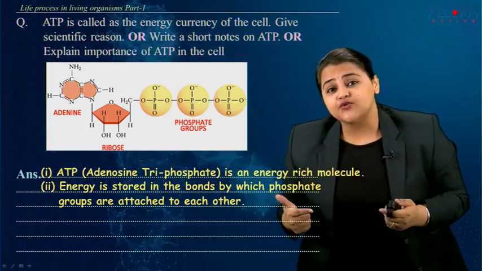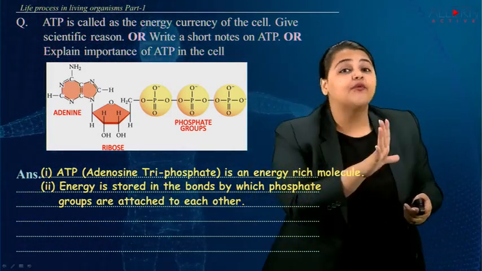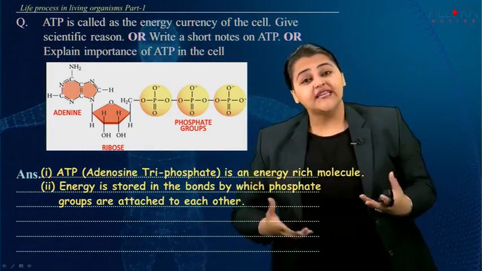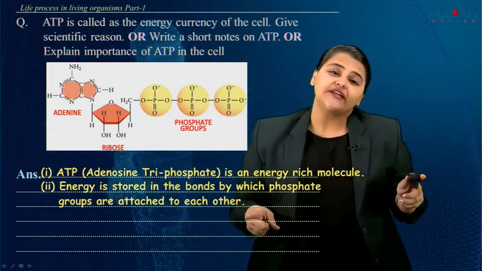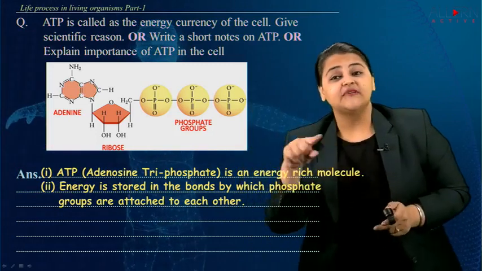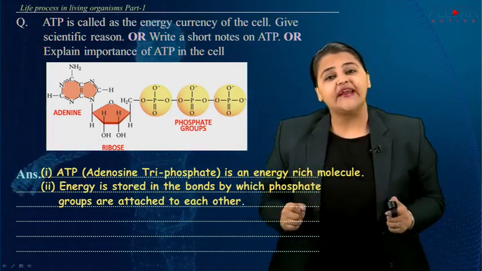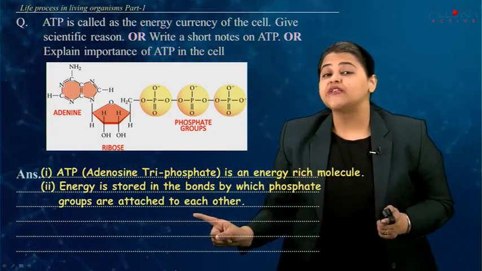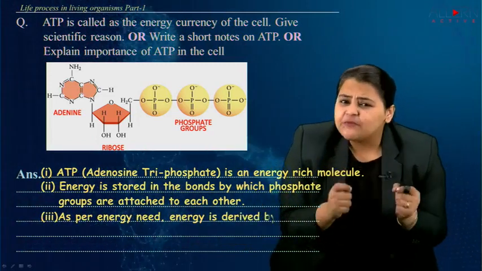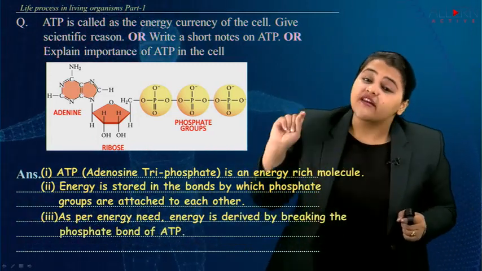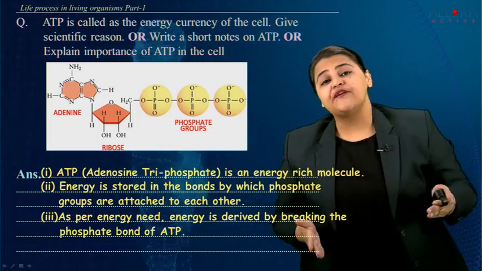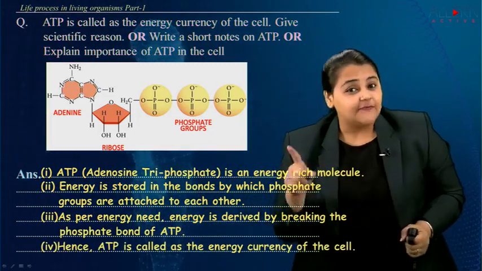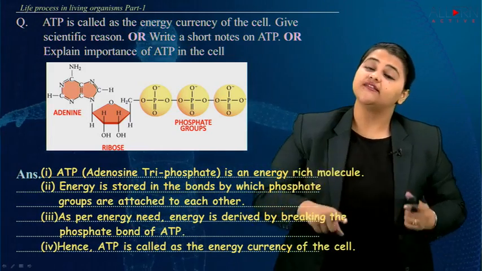And what about the last one? Well, the last one is removed by breaking the bonds so that energy will be released, and this energy will be utilized by the cell to perform its functions. And that is why it is said that energy is stored in the bonds by which phosphate groups are attached to each other. As per the energy need, energy is derived by breaking the phosphate bonds of ATP. And that is the only reason ATP is called the energy currency of the cell.